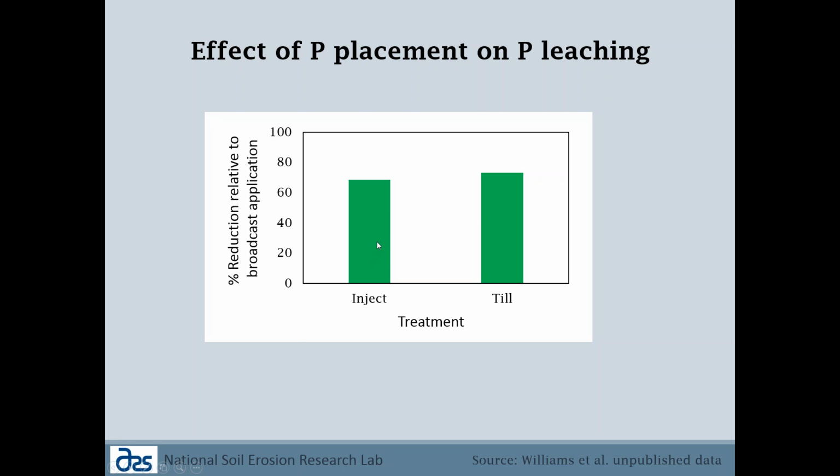And what we found was that the injection and tillage both result in the same reduction of phosphorus losses relative to broadcast application. So we think there are ways that we can have the benefits of no-till to reduce sediment and particulate phosphorus in surface runoff, but at the same time get our phosphorus down into the soil profile through some sort of injection, and that will not only reduce stratification but prevent that soluble phosphorus from just sitting on the surface.